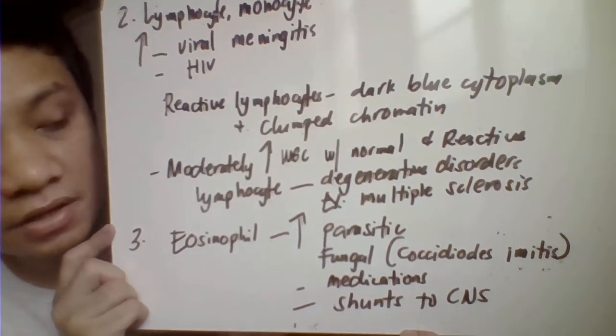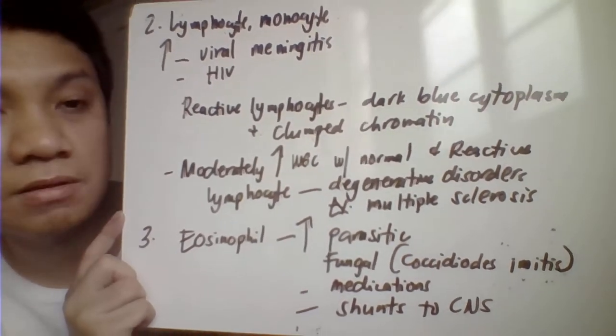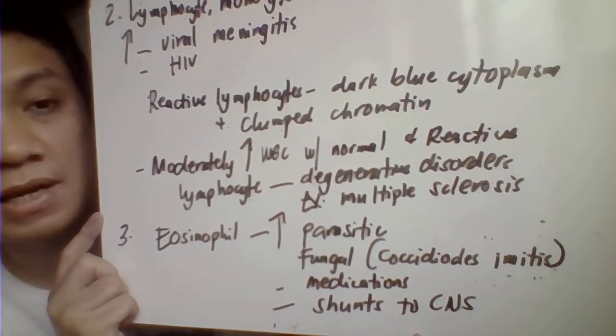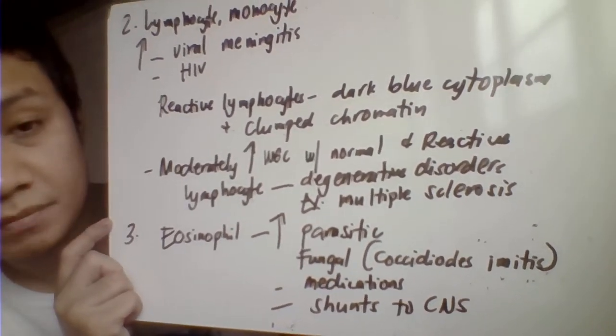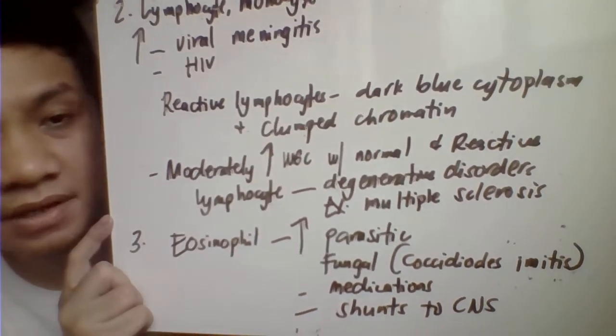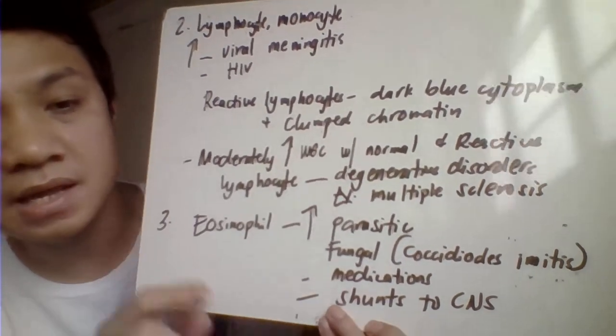Then we have the eosinophil. That's related to parasitic infection and fungal infection, specifically Coccidioides immitis. It can also be related to the administration of medications and foreign material introduced to the CNS.